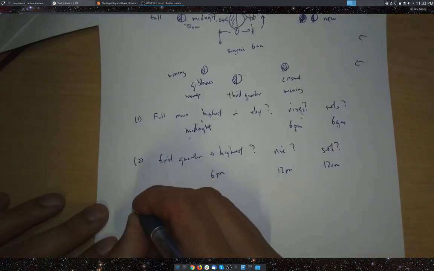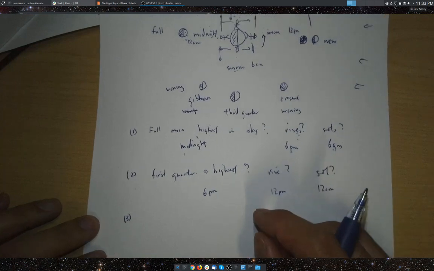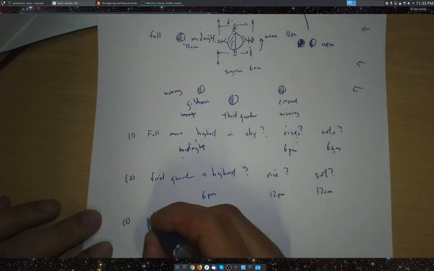Okay, number 3. Now, let's do a slightly more complicated one. Let's look at the waning crescent.